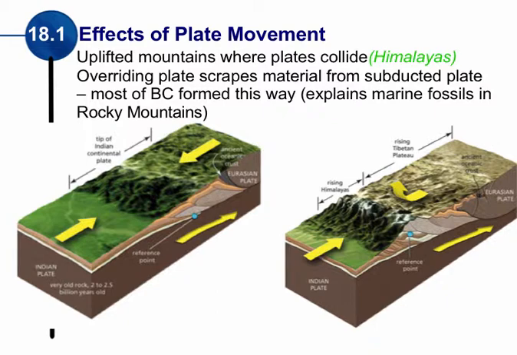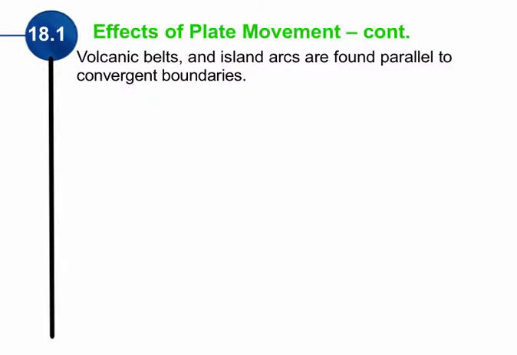And this also explains how, if we go into the Rockies, we can find fossilized remains. Remains that were once at the bottom of the ocean have made their way up to the top of a mountain through this uplifting. We also may have things like a volcanic belt or an island arc.